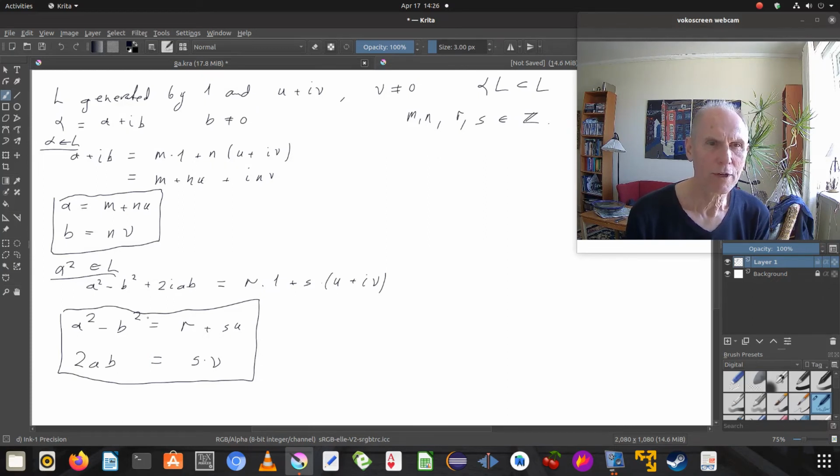I'm not particularly quick in the uptake. Here we know what b is, so that can be eliminated in here. So that we get n nu, and nu is distinct from naught, so we can divide by it. So that gives us 2an equals s.